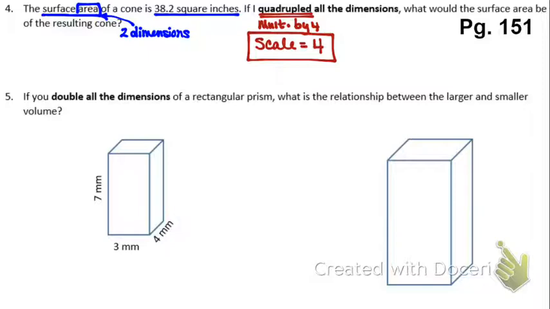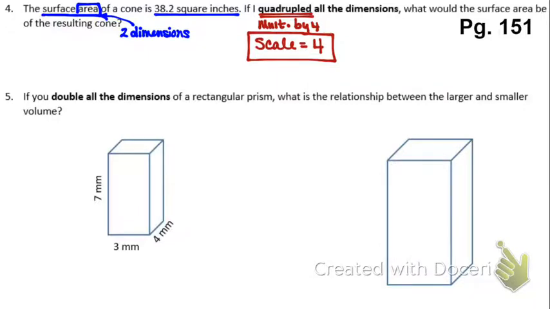Since I'm talking about area, that's how many dimensions? 2. How much is the length going to get multiplied by? 4. How much is the width going to get multiplied by? 4. So how many times are we multiplying by 4? 2 times. Once for the length, once for the width. Without even seeing this original object, I can figure out how much cardboard or how much wrapping paper I would need for this new, bigger object.